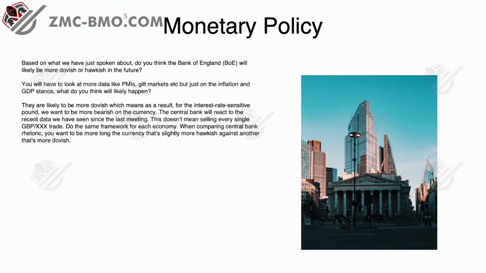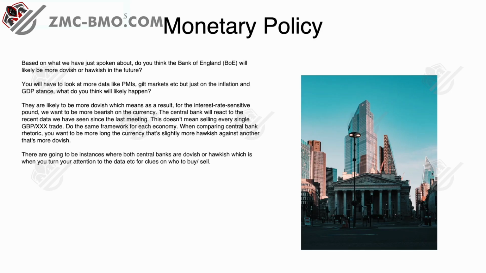This doesn't mean selling every single GBP XXX trade. Do the same work for each economy. When comparing central bank rhetoric, you want to be long the currency that's slightly more hawkish against the one that's more dovish. So, for example, if the Fed is more dovish than the Bank of England, based on central bank rhetoric, GBPUSD upside makes more sense. That's just an example of comparing that framework.